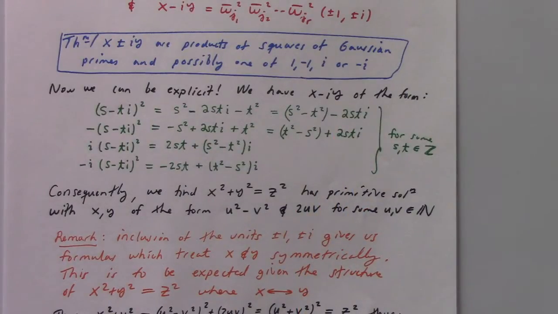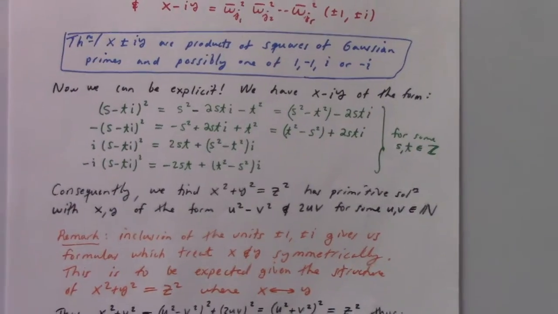In all the cases, either x or y is u squared minus v squared, and the other one is 2uv. Of course, we can trade a u for a minus u and a v for a minus v, and it doesn't really change the values that this thing cycles through. So this answer is better than what we had in chapter 1 because it doesn't favor x or y differently. It gives us a symmetric treatment of both x and y, which is more reflective of the symmetry present between x and y. You can't tell the difference between x and y in this equation if you just look at it, right?